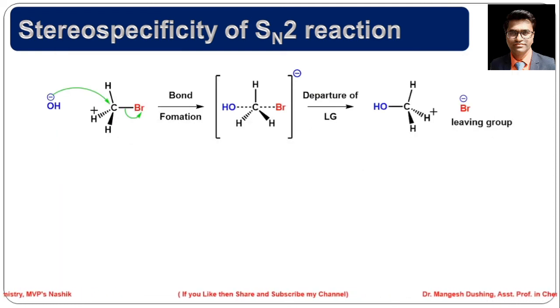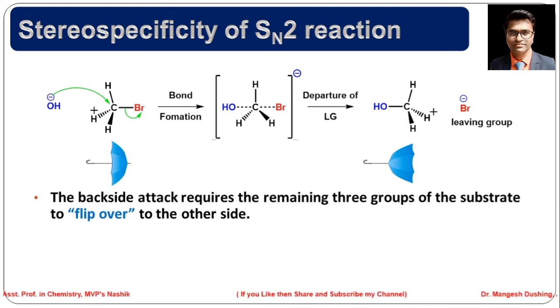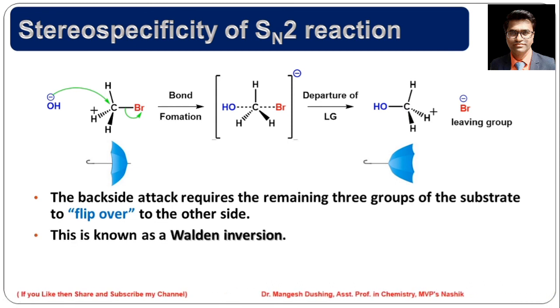For example, again, hydrolysis of methyl bromide in the presence of aqueous NaOH or KOH will give methyl alcohol. This is called inversion of configuration. For example, an umbrella. Look, this is an umbrella. Suppose now it is the rainy season. Just as an umbrella gets turned inside out by the wind, the molecule also gets inverted. The CH3 that was on this side then goes to this side. The backside attack requires that the remaining three groups of the substrate get flipped over to the other side. It is because of the backside attack of the nucleophile in the SN2 reaction. So this is called Walden inversion.